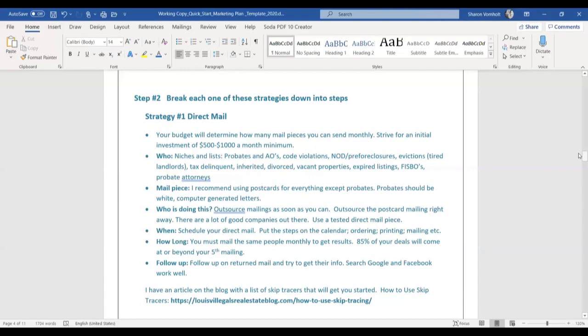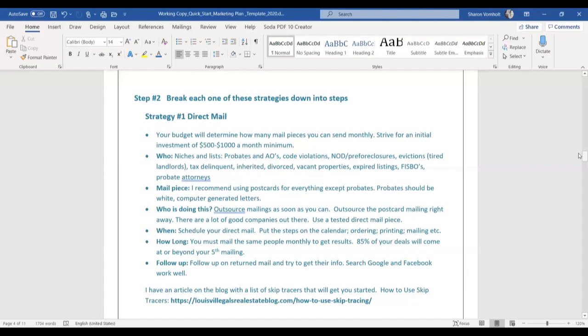So use a tested direct mail piece. If you're one of my probate students, whether you're an agent or an investor, you have a complete series of letters in Probate Investing Simplified.